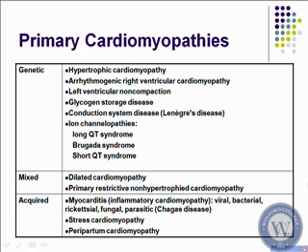The mixed are dilated or primary restrictive. Okay? The acquired are things like myocarditis, which is an inflammatory cardiomyopathy. You can also get viral, bacterial, or parasitic causes, like Chagas disease. And then you can have a stress cardiomyopathy as well, or peripartum cardiomyopathy. We deal with a lot of primary cardiomyopathies that are related to pregnancy. Okay? And those can be really scary.